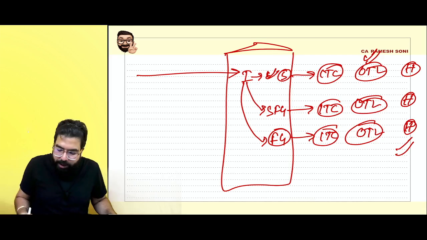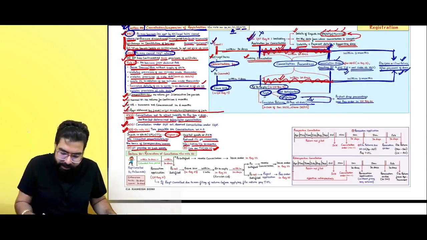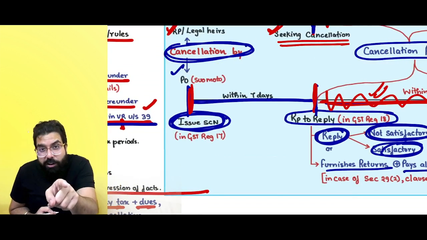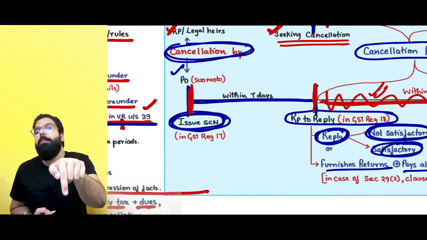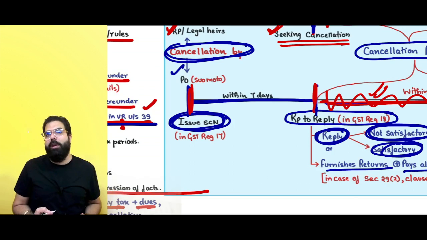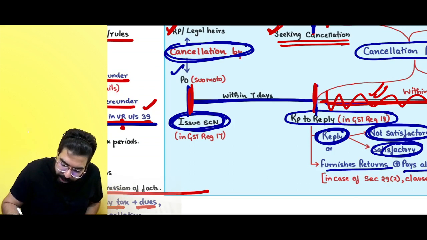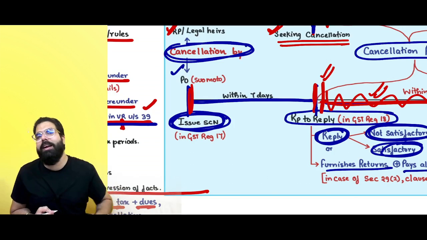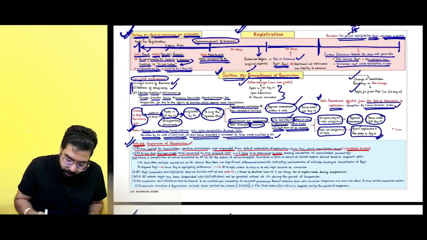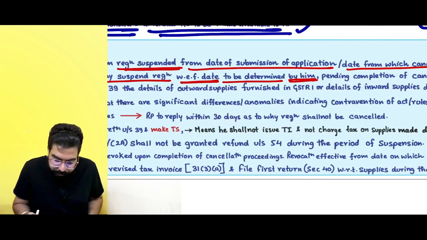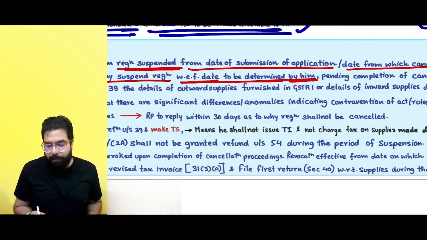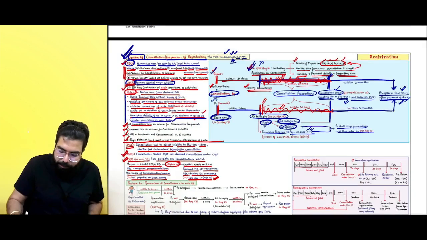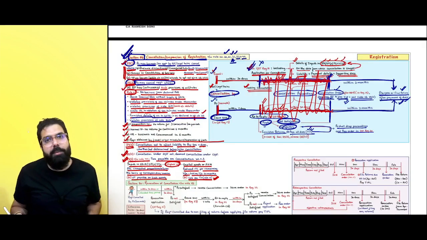So what will happen? If the proper officer wants to cancel your registration, first he will give you a show cause notice. You will have to reply. If the reply is not satisfactory, then the proper officer determines from which day cancellation proceedings will start. Once you reply, for example, the proper officer says, okay, from here your registration suspension will start because we are starting the cancellation proceeding. So it says the proper officer, with effect from a date to be determined by him, pending the completion of cancellation proceedings. Simple, when the cancellation proceedings are going on, that time your registration will be suspended.